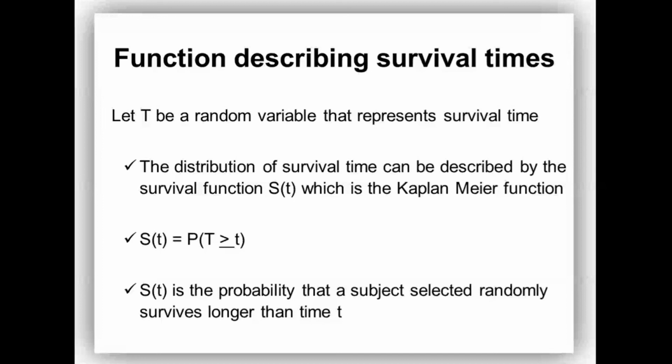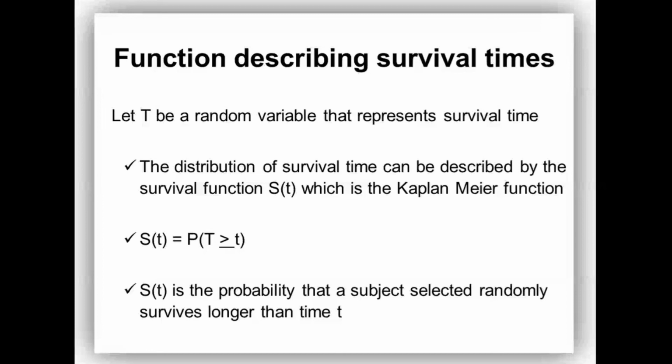Let capital T be a random variable that represents the survival time. That means the last column of the life table, the probability of the first column of the life table. So the probability of surviving each time T will be the last column.